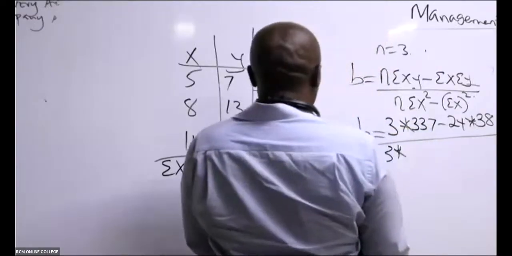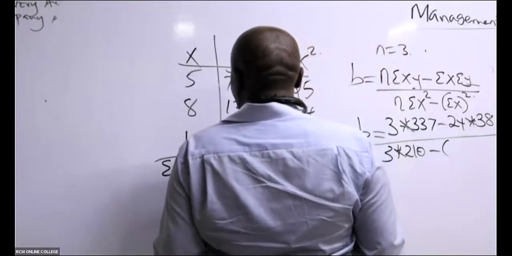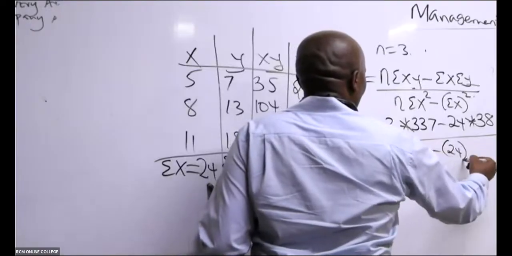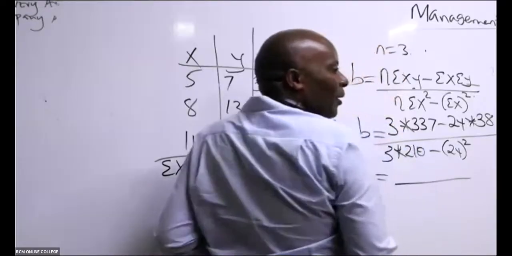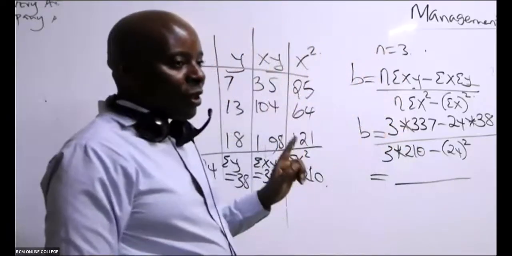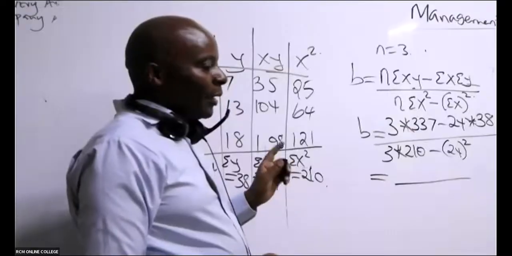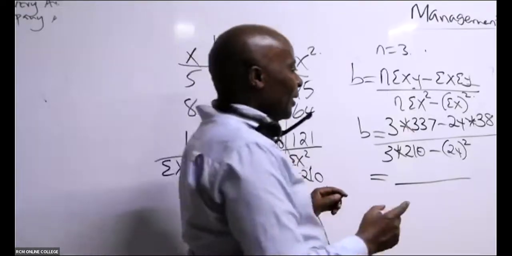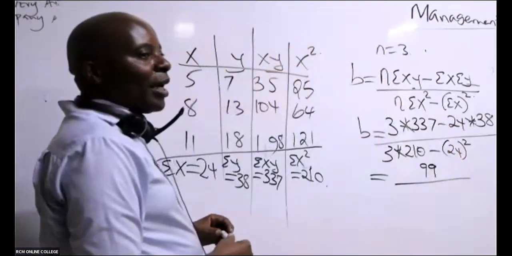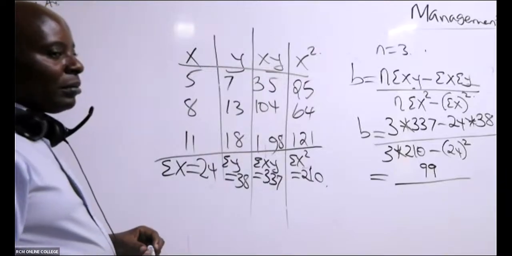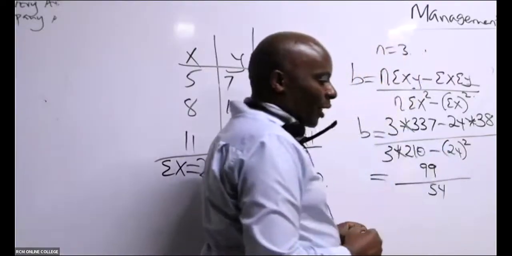N is 3. Sigma x squared: what is our sigma x squared here? 210 minus, in brackets, sum of x, which is what here? 24. And then we square. So go ahead and give me the numerator. Please carry out the numerator alone. 3 times 337 minus 24 times 38. 99. Thank you so much. Then go ahead and give me the denominator. Denominator is 54.